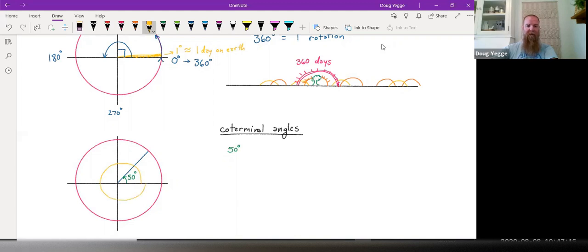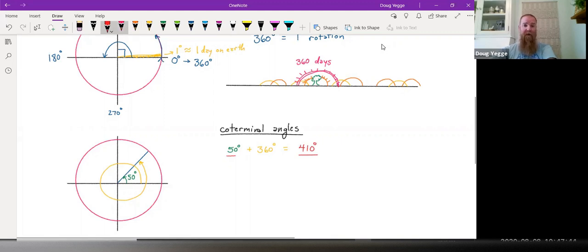to get to 360, and then it has to go 50 more. Well, a coterminal angle would be 50 plus an extra 360 degrees, which would give me an angle of 410 degrees. So therefore, 50 degrees is coterminal to 410 degrees.